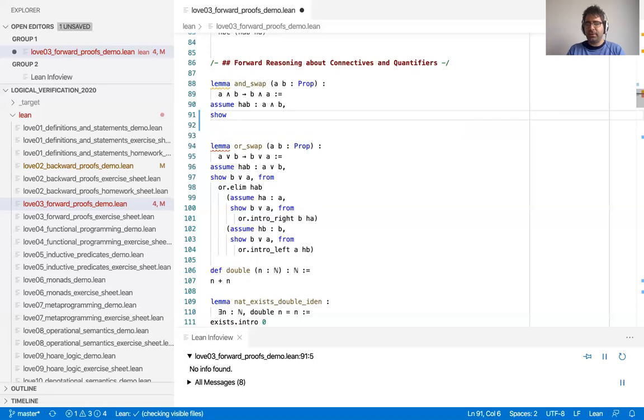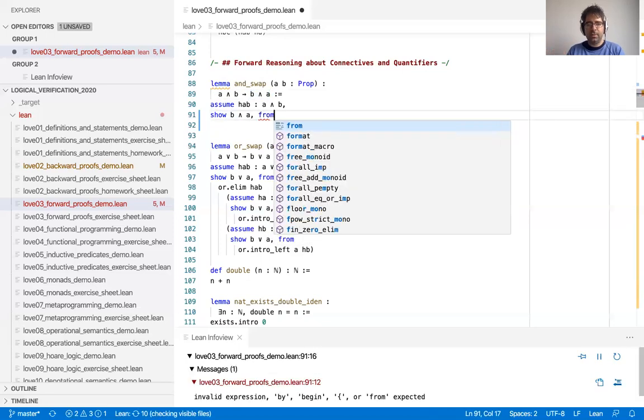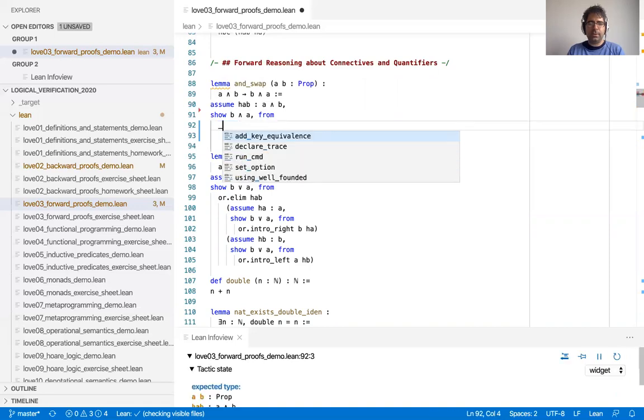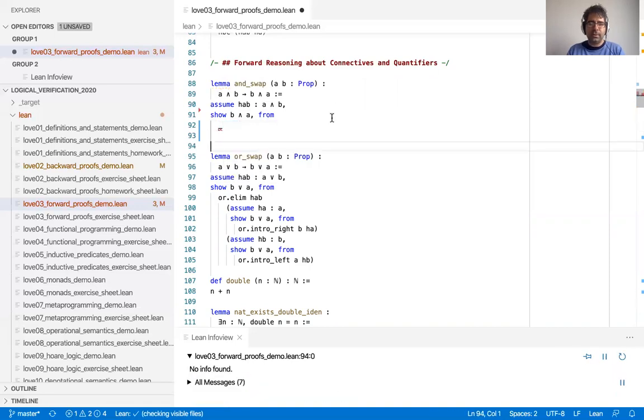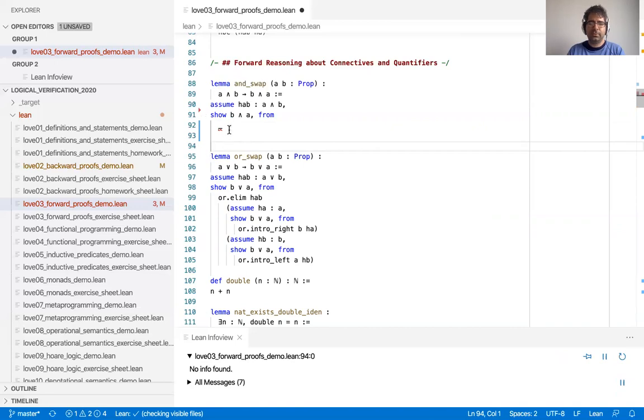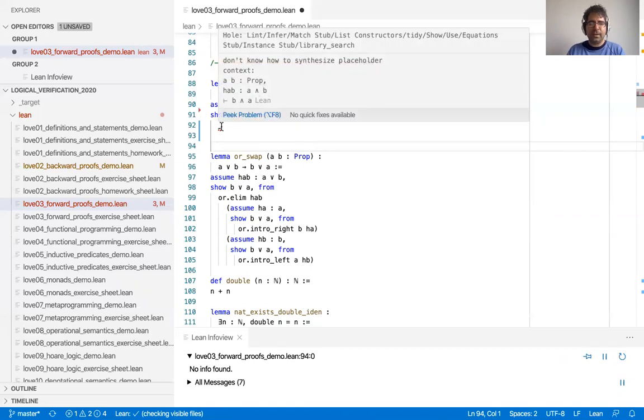I hurry up because I don't have a complete proof now, so I want to show then the B and A, from, and then I need... I can write sorry, that's not a bad choice, but I can do better. I can put an underscore here. So now Lean complains there's an error, but at least it doesn't complain about the syntax of the whole proof. It only complains about this hole here. You see there's no other red on the screen. And then it says it doesn't know how to automatically provide a proof of B and A in such a context.